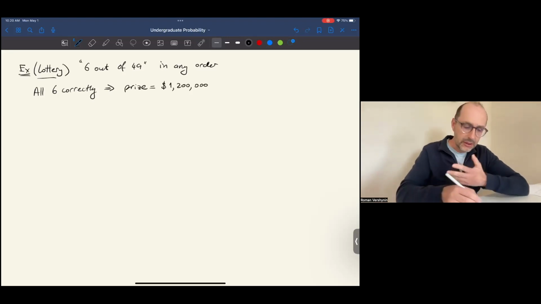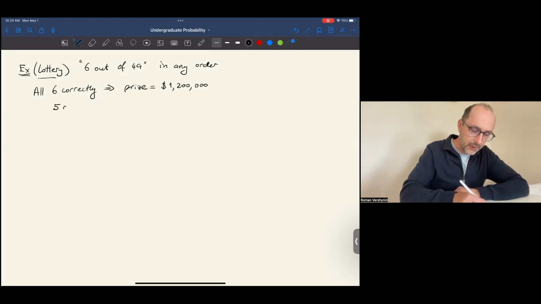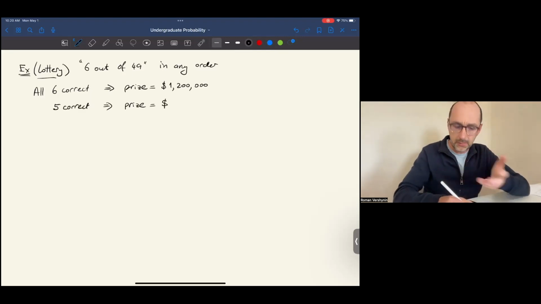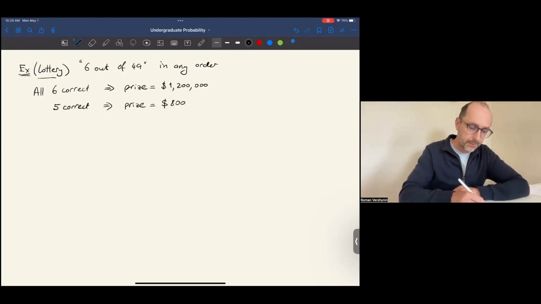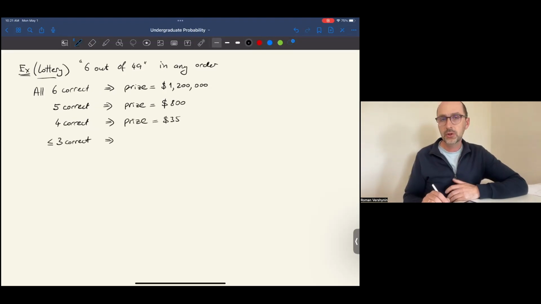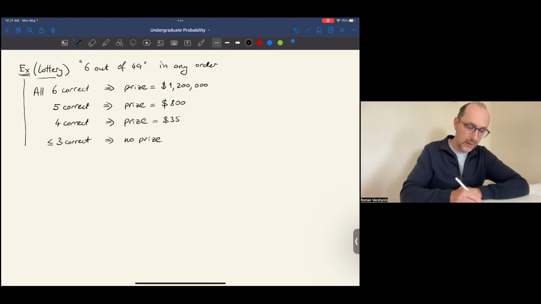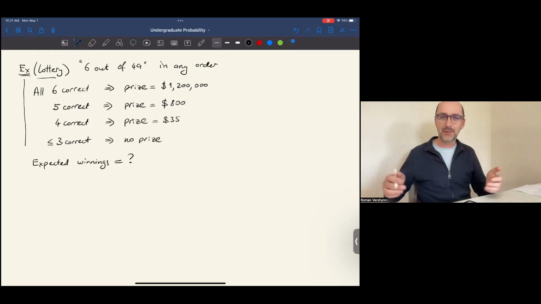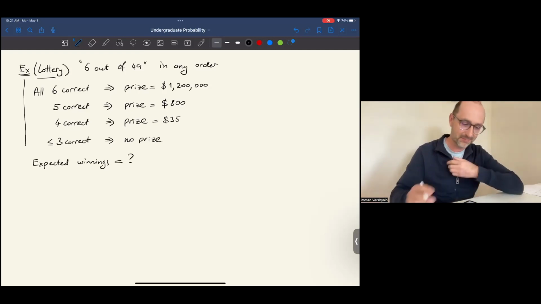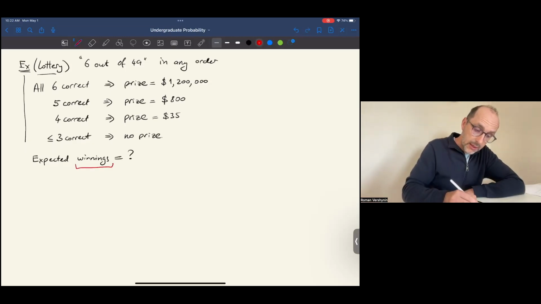$1,200,000. If we choose just 5 correctly, then we win a minor prize of $800. If we choose 4 correctly, then our prize is just $35. And if we choose 3 or less correctly, then we get no prize. Let's compute our expected winnings, the expected sum of money that we win in this game. So our random variable X will be our winnings.